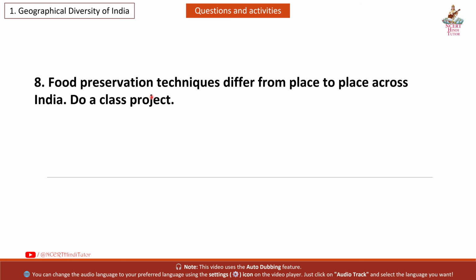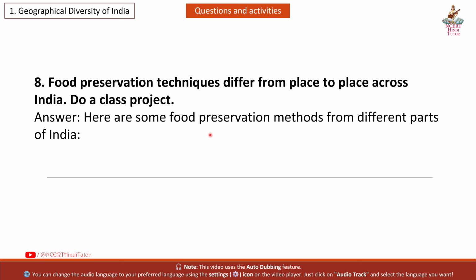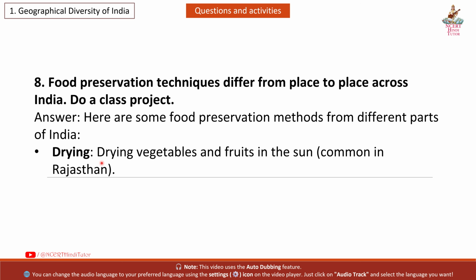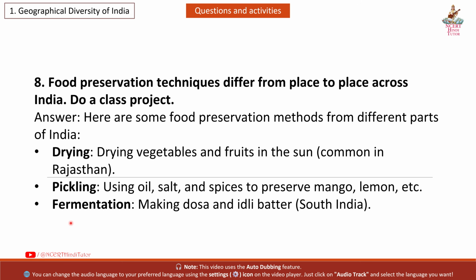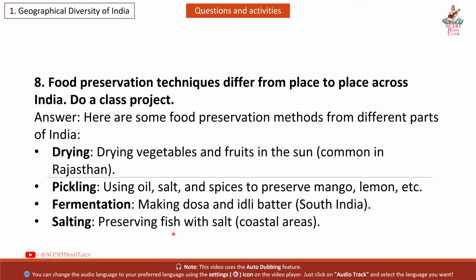Question 8. Food preservation techniques differ from place to place across India. Do a class project. Answer: Here are some food preservation methods from different parts of India. First, drying: drying vegetables and fruits in the sun, common in Rajasthan. Second, pickling: using oil, salt, and spices to preserve mango, lemon, etc. Third, fermentation: making dosa and idli batter, South India. Next, salting: preserving fish with salt, coastal areas.